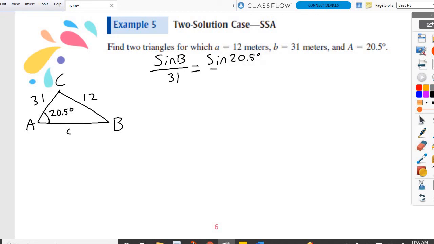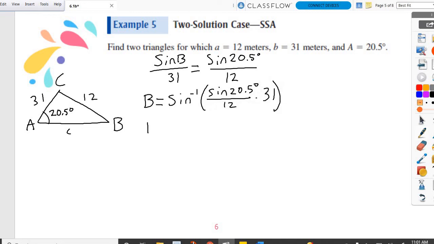20.5 divided by 12. So if I wanted to solve for B, what would I do? You multiply both sides by 31 and then take our sine inverse. And when we plug that into our calculator, what do we get for B? 64.783.